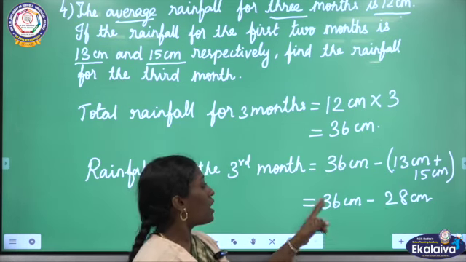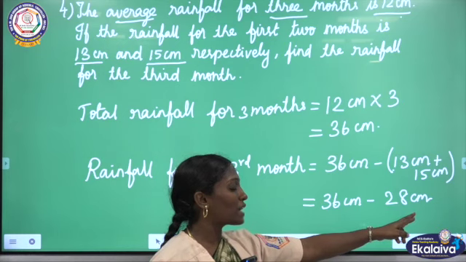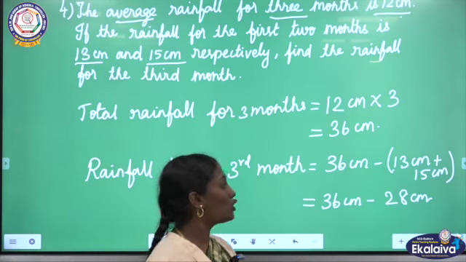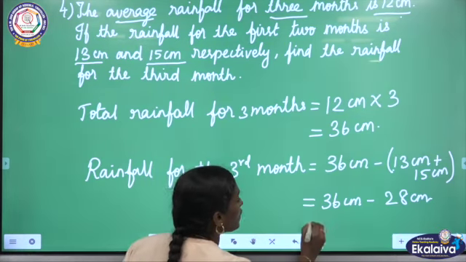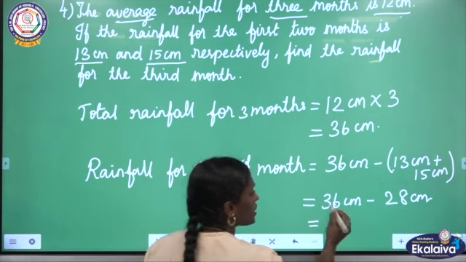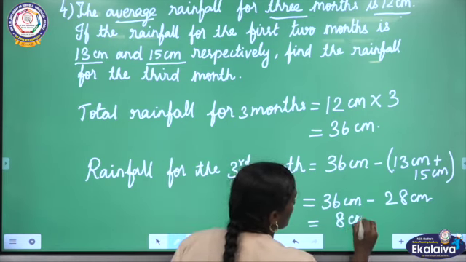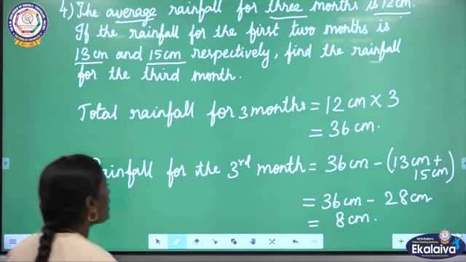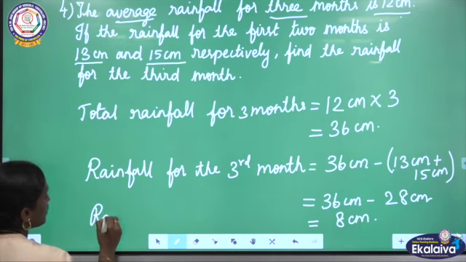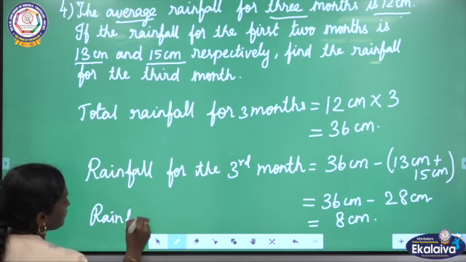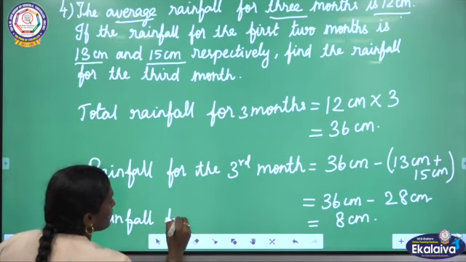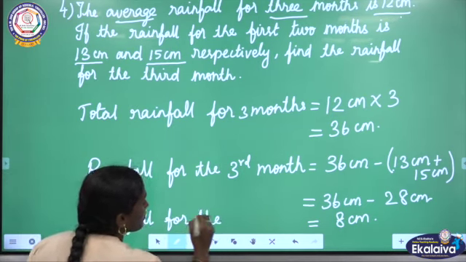From the total rainfall for 3 months, we are subtracting the rainfall for the 2 months. Then we will get the rainfall for the third month. So 36 minus 28, we will get 8 centimeter. This is the rainfall for the third month.